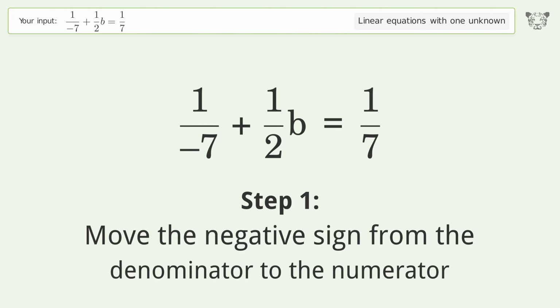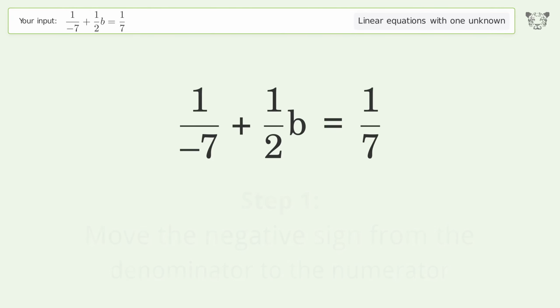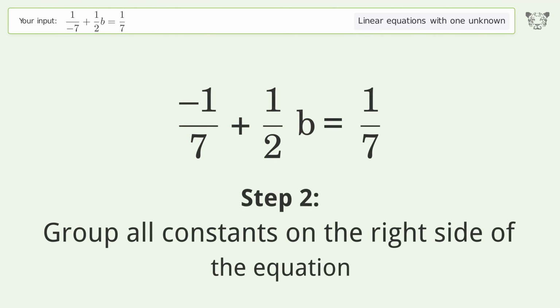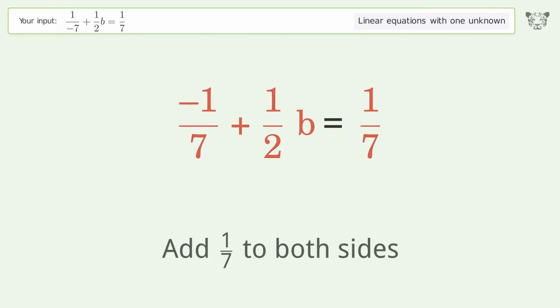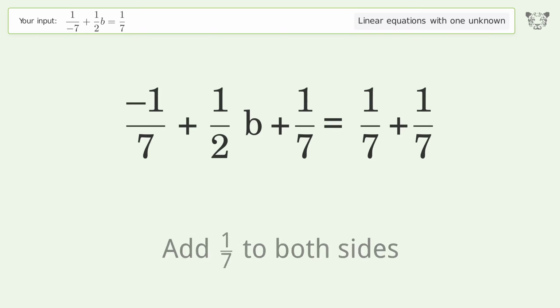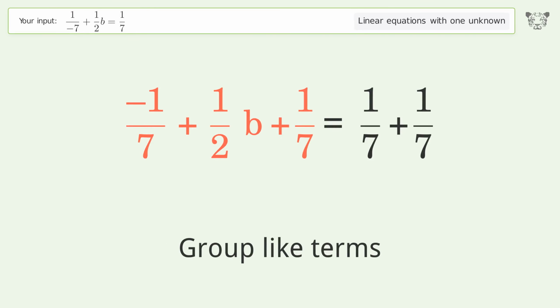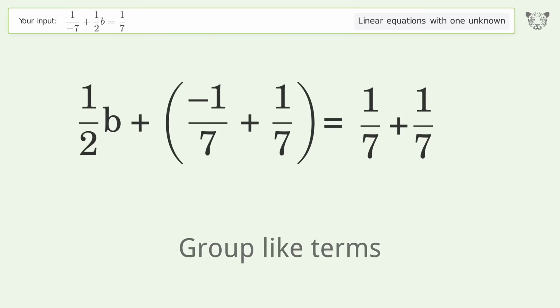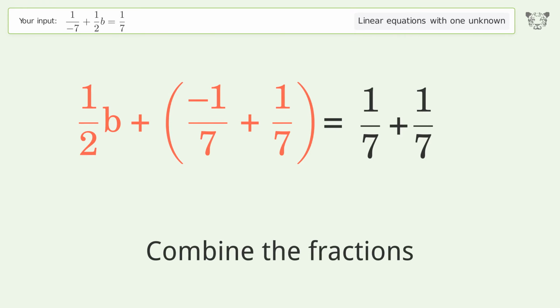Move the negative sign from the denominator to the numerator. Group all constants on the right side of the equation. Add 1/7 to both sides. Group like terms. Combine the fractions.